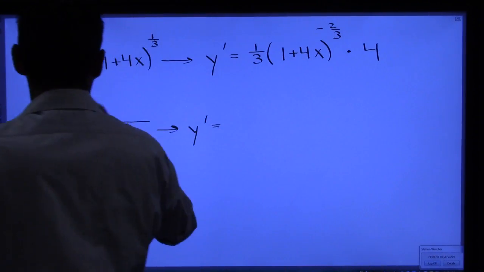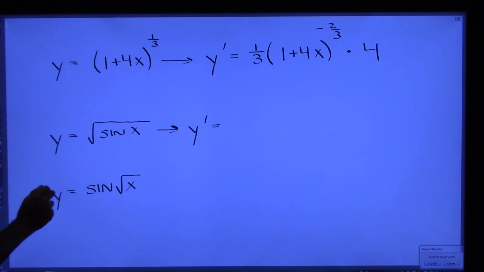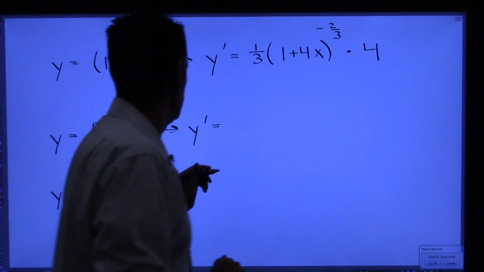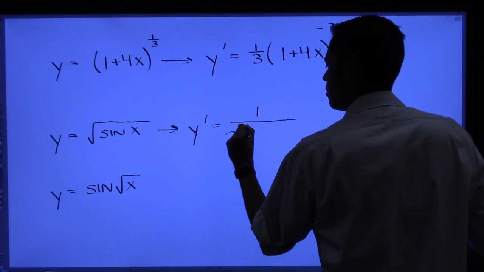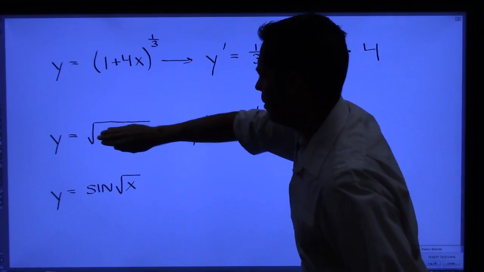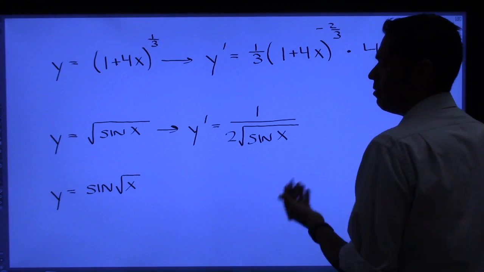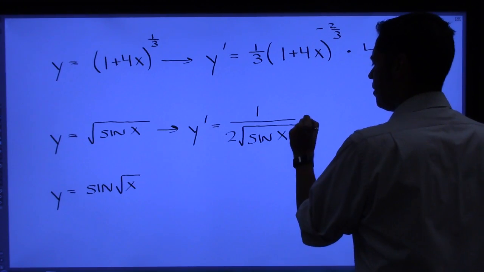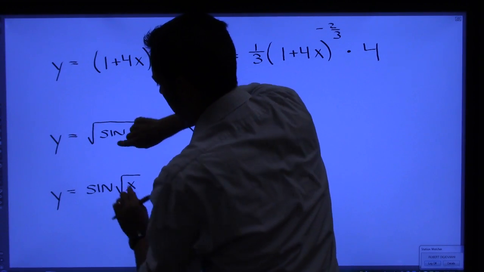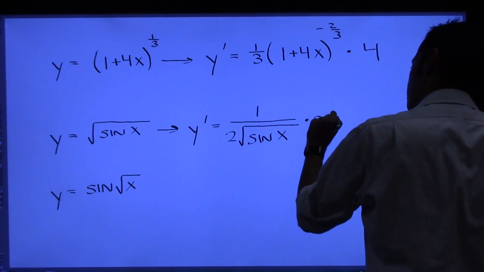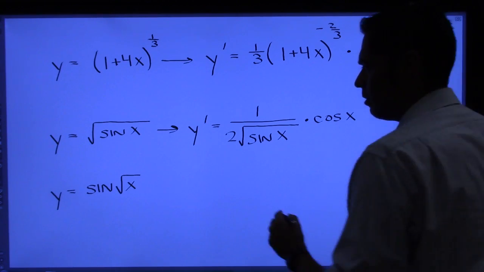Here, this one, same thing. I look for the outer function, it's the square root. So I have square root of my hand. What is the derivative of square root of my hand? It's 1/2 square root of whatever was there. My hand was sine x. So I'm done. Times, now I go inside. I've already done the square root, and I take the derivative of what was inside. Derivative of sine x is cosine x. That's the same answer we had earlier.